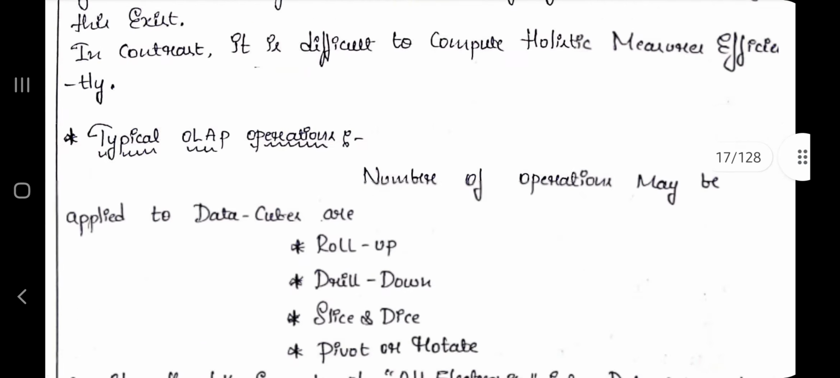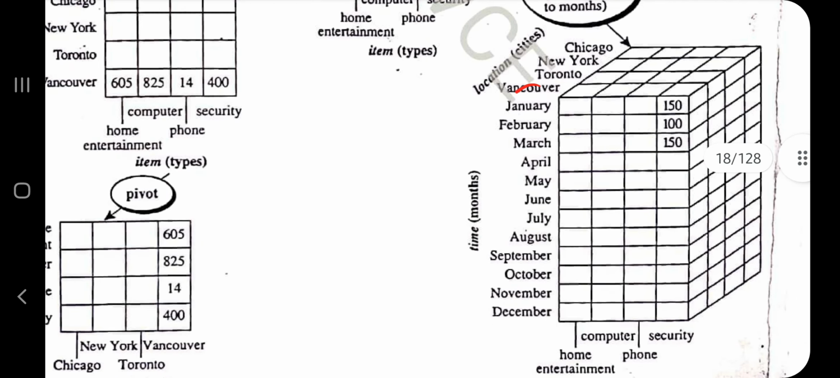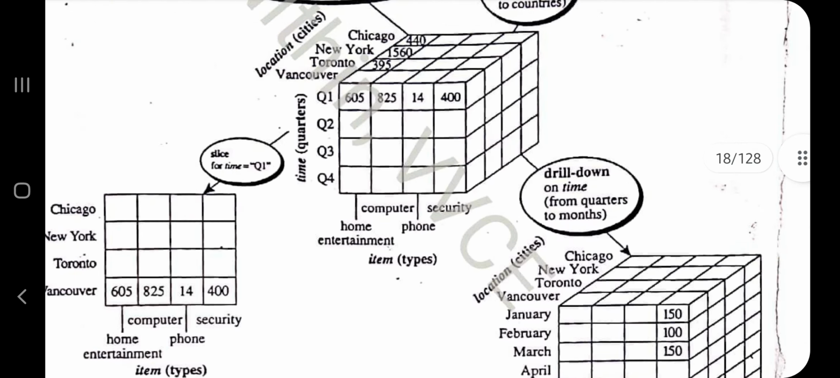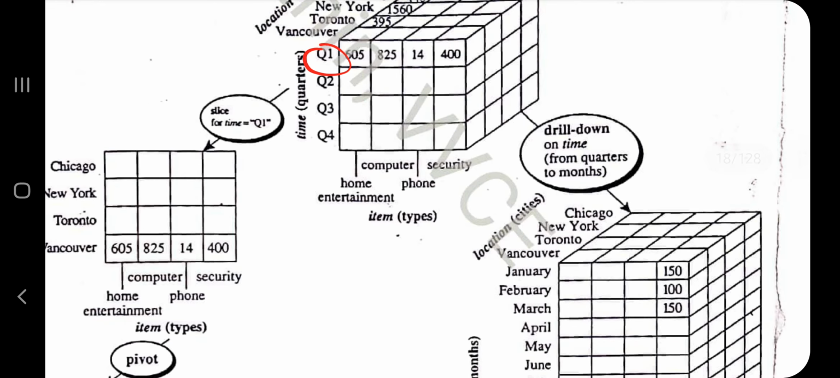The next one is the drill down. Drill down means you will be expanding. Just observe, this is the cube here and you got angry with the cube and pulled it down like this. It got pulled down and you got many different things like the whole month's information. So quarter 1 was given as 605.